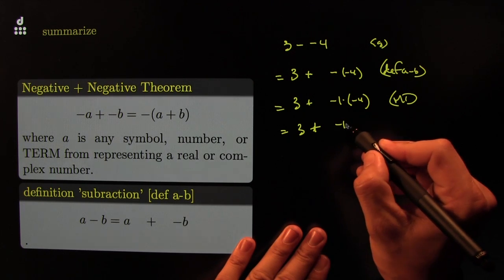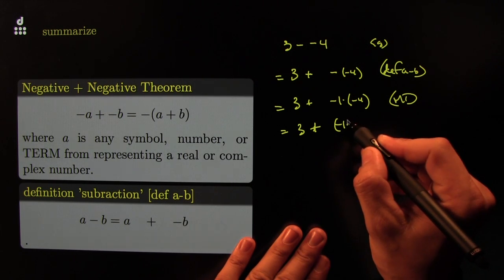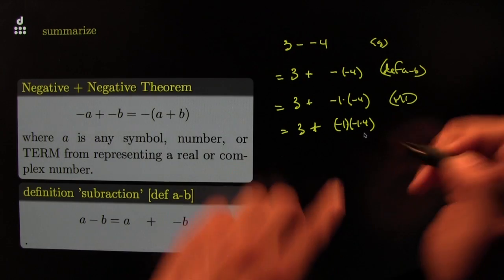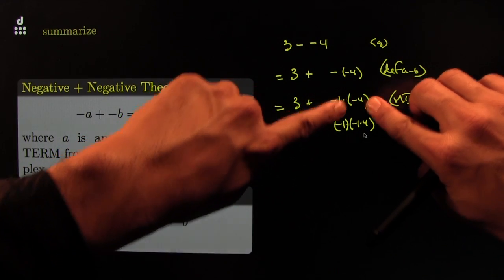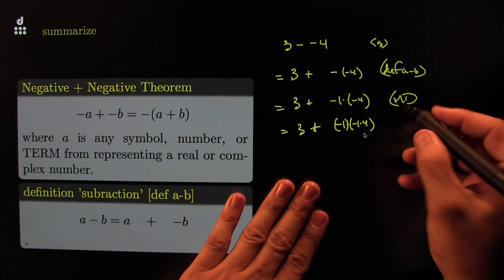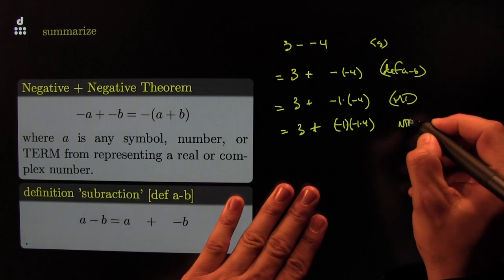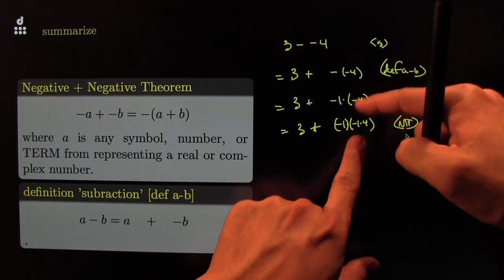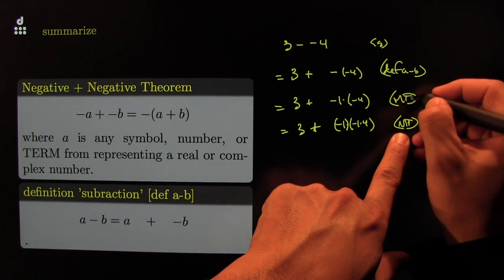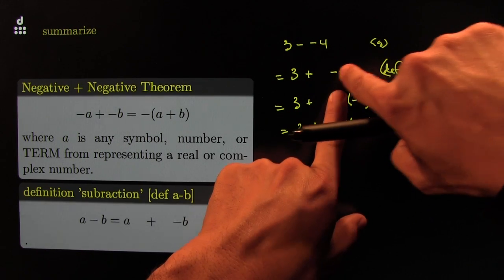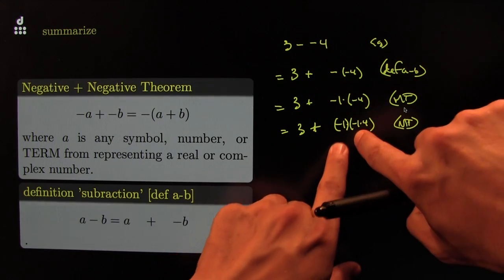Either way, here's one way to do it. Negative 1 times negative 1 times 4. So I've taken that 4 and I broke it up. I pull out its negativeness from it. That's by, again, the minus theorem. In fact, I could have done both of these steps at once. This is minus theorem here to squeeze that one in there, and minus theorem here to squeeze that one in there.